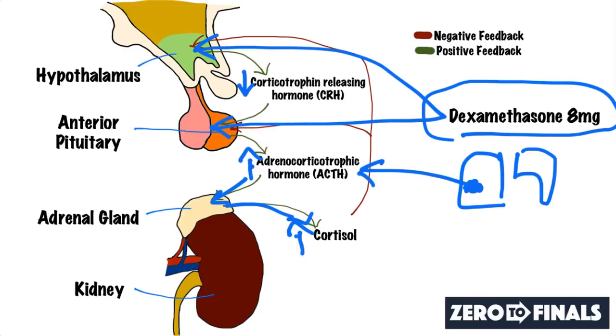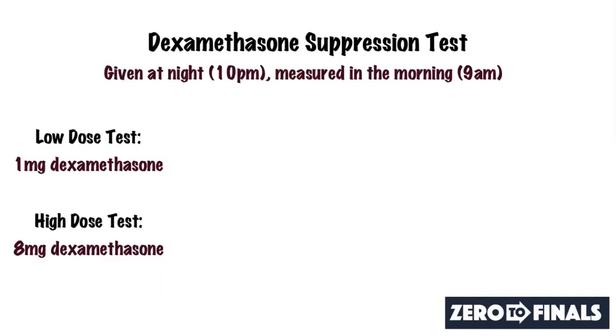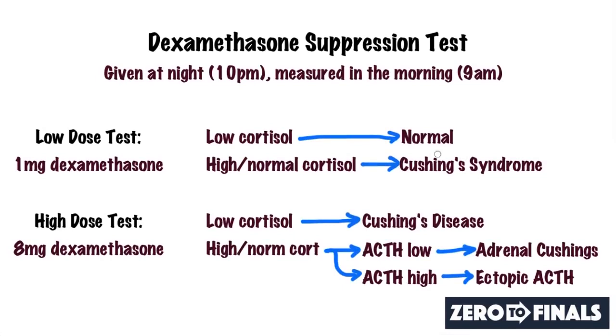So let's look at a sort of summary of that. In a low dose test, if you have low cortisol afterwards, that means you have a normal adrenal axis and no Cushing's. If you have a high or normal cortisol afterwards, that suggests you have Cushing's syndrome. Now you go on to have a high dose test. If you have a low cortisol after the high dose test, that's diagnostic of Cushing's disease, which remember is a pituitary adenoma, and the 8 milligrams is enough dexamethasone to suppress that adenoma, leading to a reduction in cortisol.